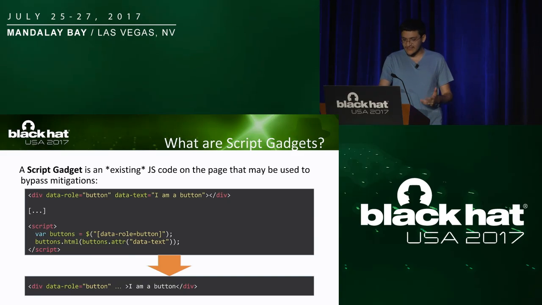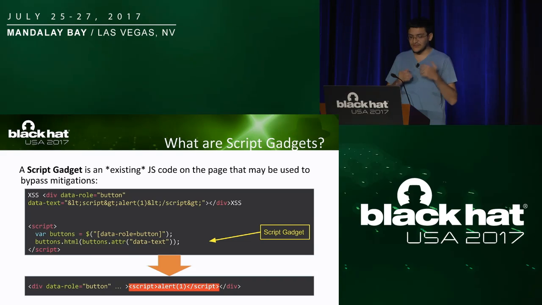So in this case, if you have a mitigation, this is what will happen. Instead of injecting a script, you inject a div that just has a script tag in the data attribute. And the sanitizer will just allow it because, of course, there's nothing wrong with that. But because there is a snippet of code that activates and executes it, you just have a normal, traditional script XSS.